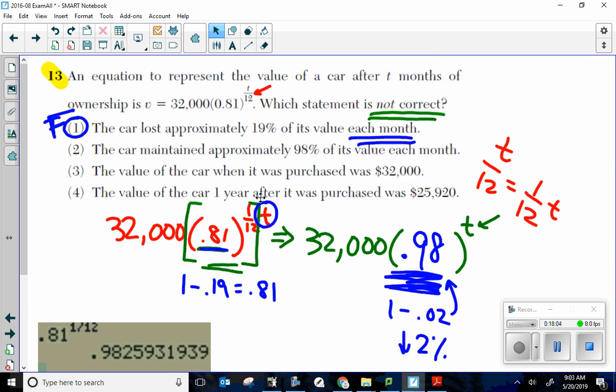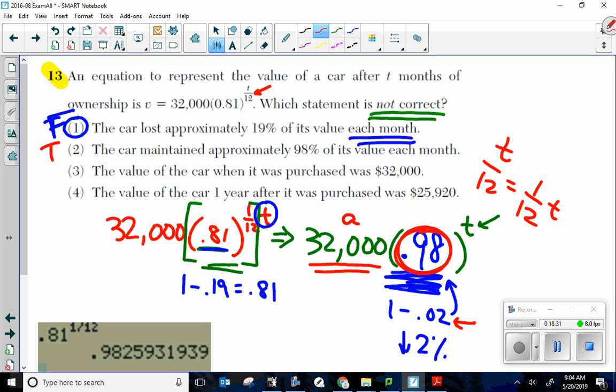All right, and that's where they get you. Not knowing to separate that variable in the exponent. There you go. That's what I meant to say. Option 2, the car maintained approximately 98%. Yes, this is how much it maintains. If it loses 2%, it keeps 98% per month. This is absolutely true. The value of the car when it was purchased is 32,000. This number, your A value, that's your initial investment. That's what the car cost. Yes, that is true. The value of the car 1 year after it was purchased is 25,920.